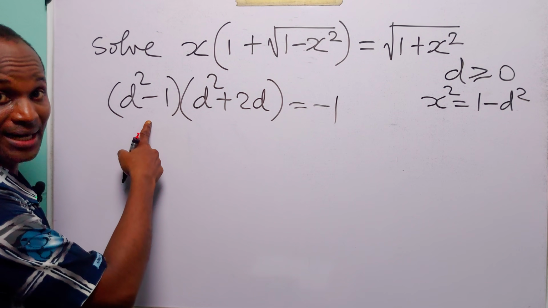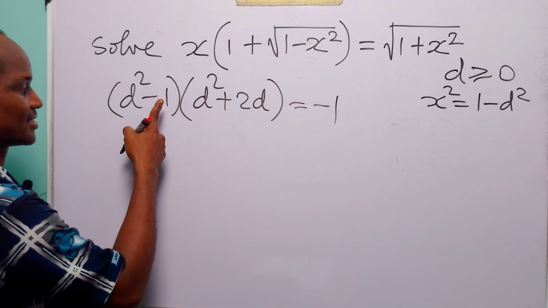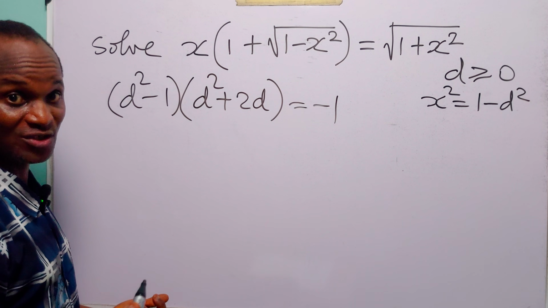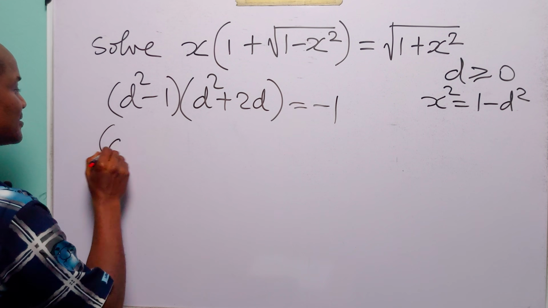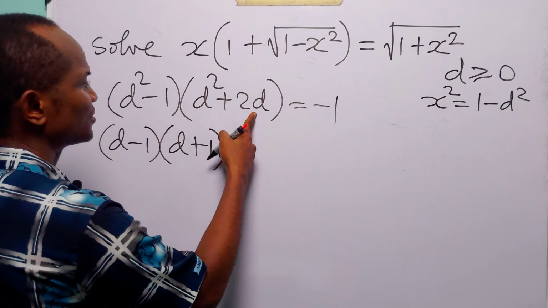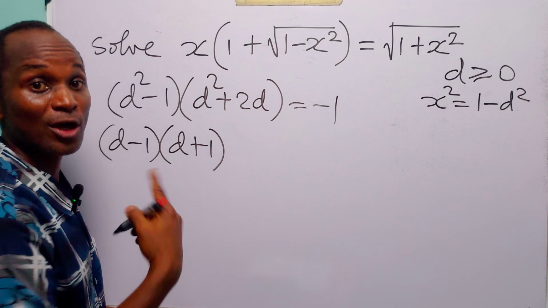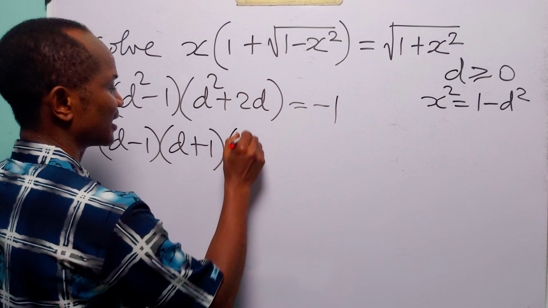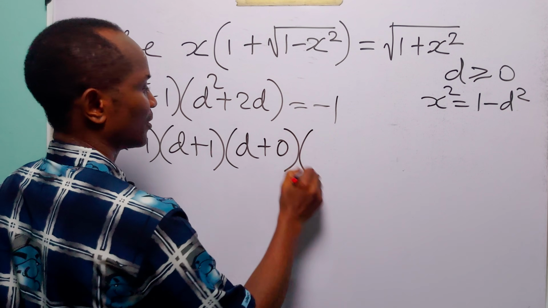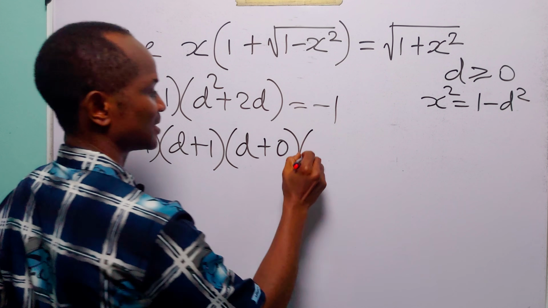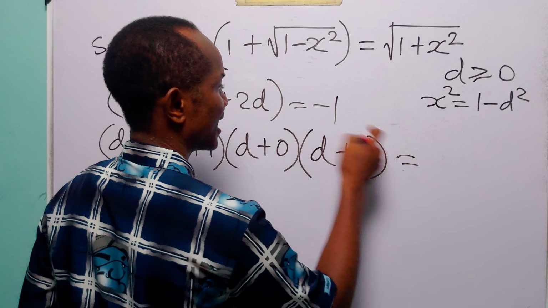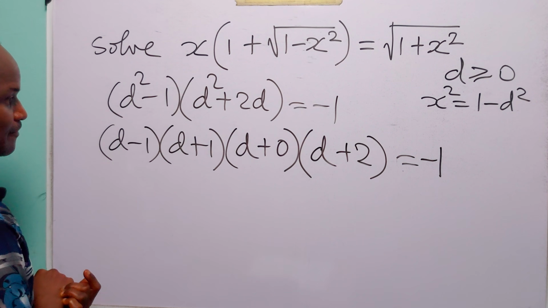Now, when you look at this first bracket, you can see the difference of two squares. 1 can be written as 1 squared, and you know how we factorize the difference of two squares. This can be broken down into (d minus 1) multiplied by (d plus 1). When you look at the two terms in the second bracket, you will see a common factor, which is d. So we have d, but instead of just d, let this be d plus 0. Now, d squared divided by d is d, and 2d divided by d is 2. And this is equal to minus 1.